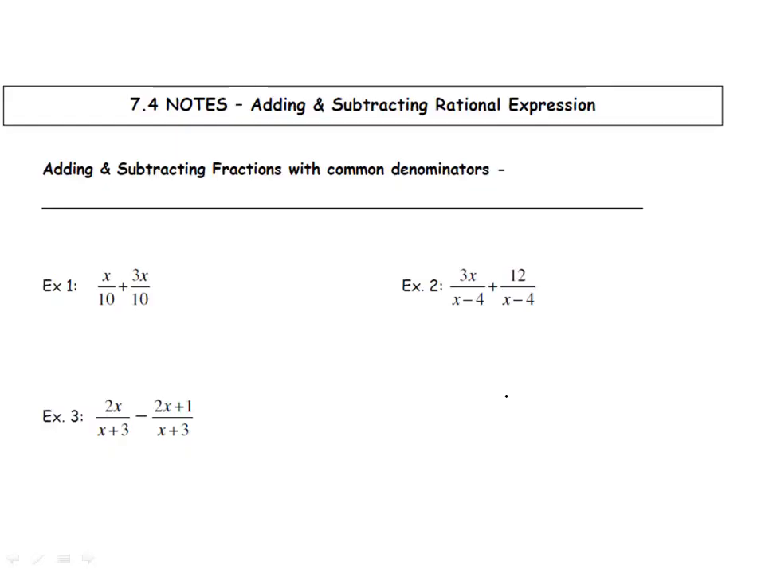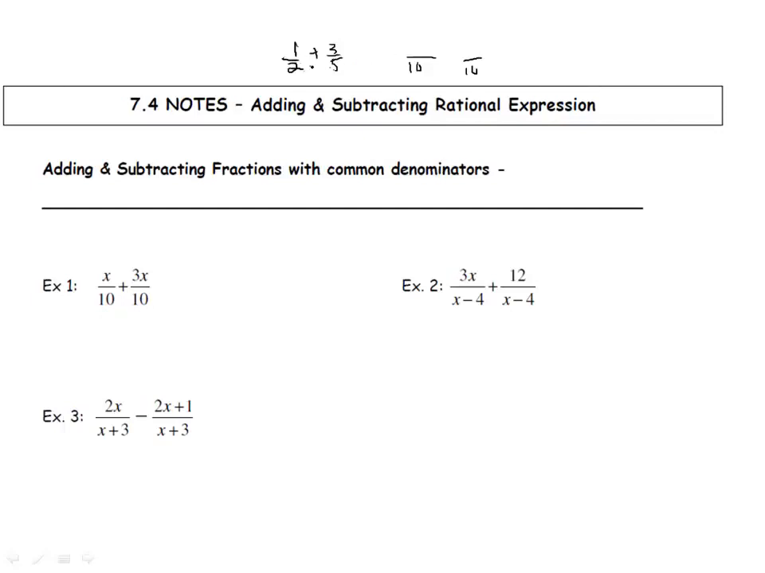So we're going to discuss adding and subtracting rational expressions. But before we get into that, we need to just review a little bit, just adding normal fractions. Let's say 1/2 plus 3/5. So what we need to do is get a common denominator. So we multiply these together, which makes the denominator 10.